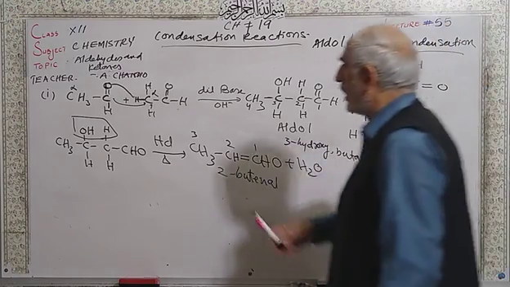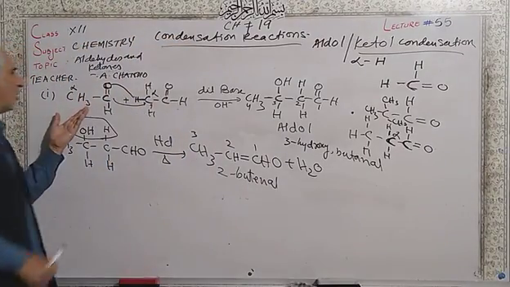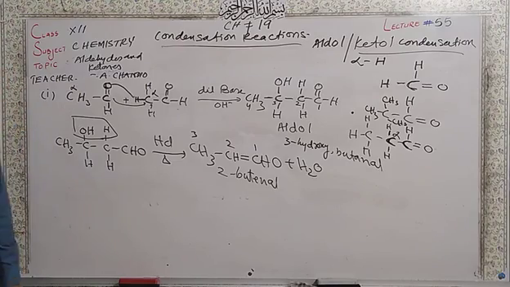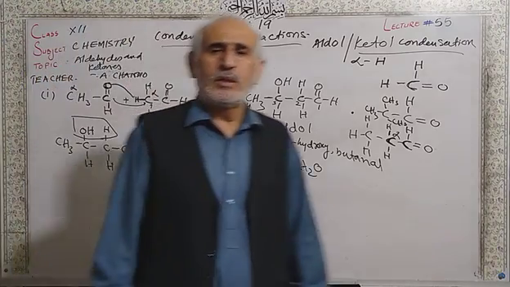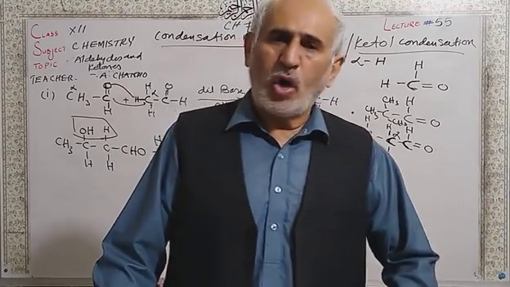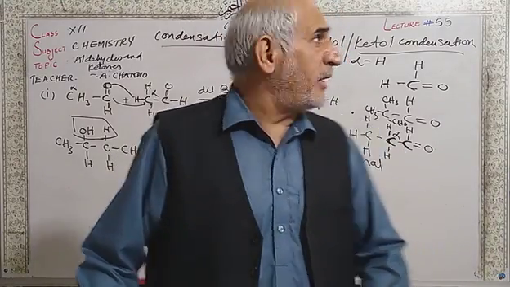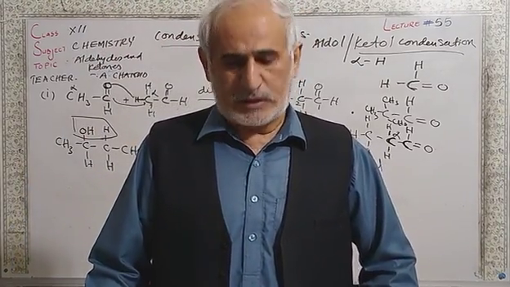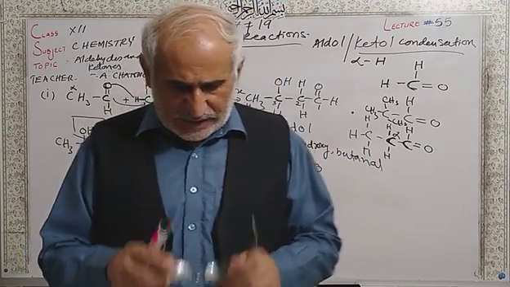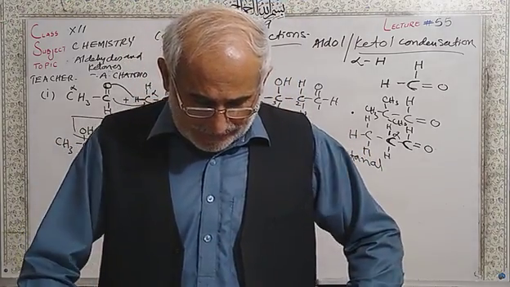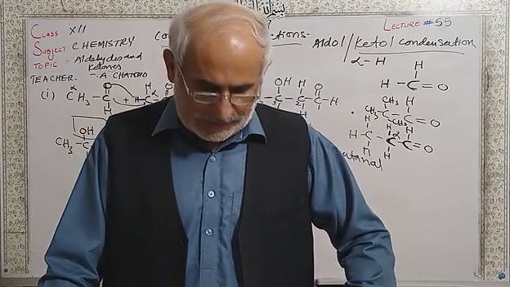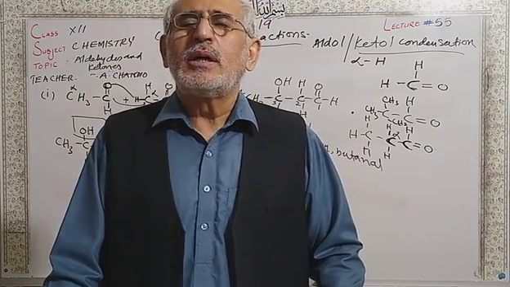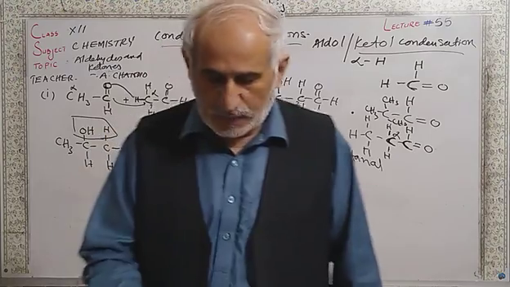You can use ethanal and propanal, but mind it, the alpha carbon must have hydrogen. If there is no alpha carbon, or if there is an alpha carbon but no alpha hydrogen, again there will be no chemical reaction. So dear students, here we have between identical aldehydes, different aldehydes, between aldehyde and ketone, and between two identical ketones.